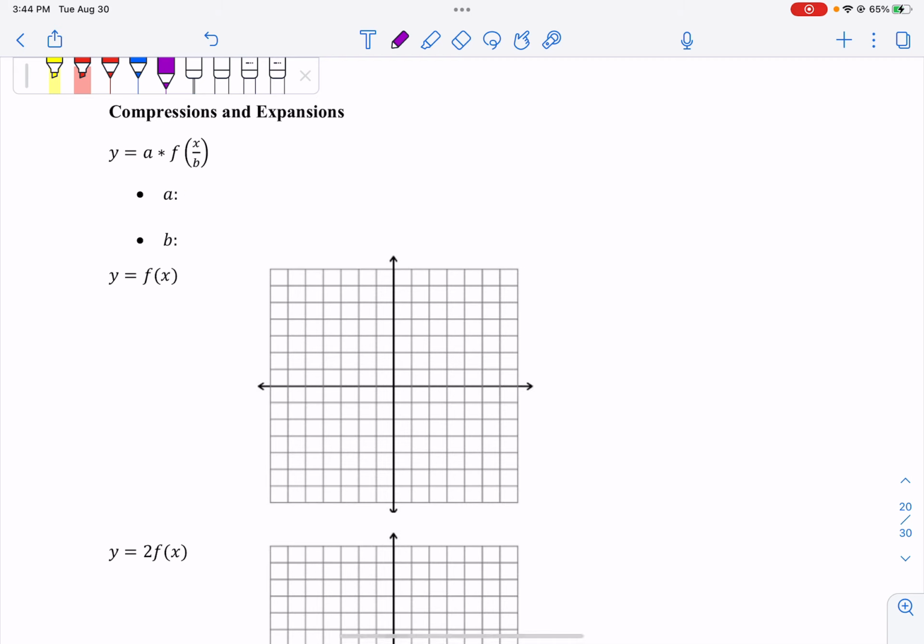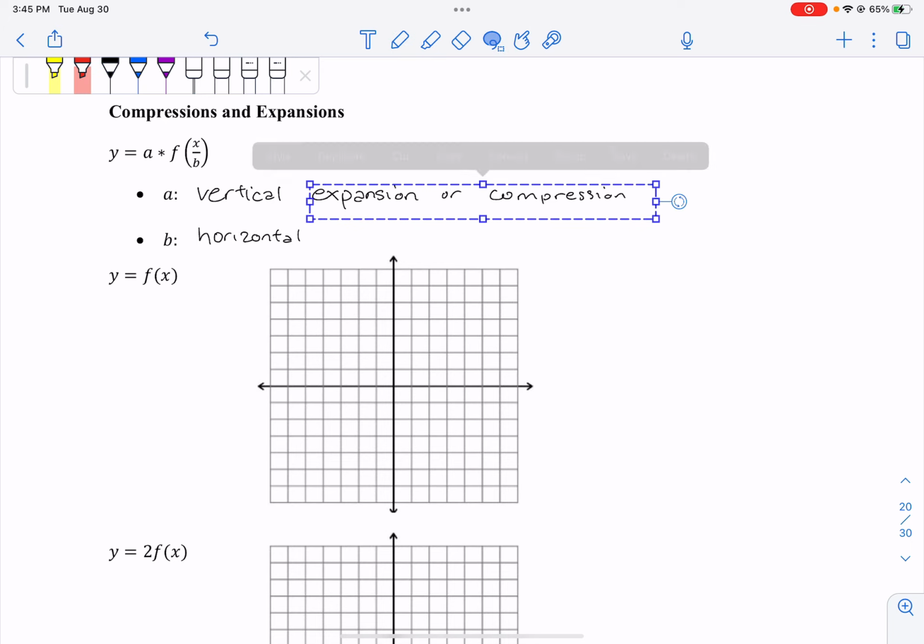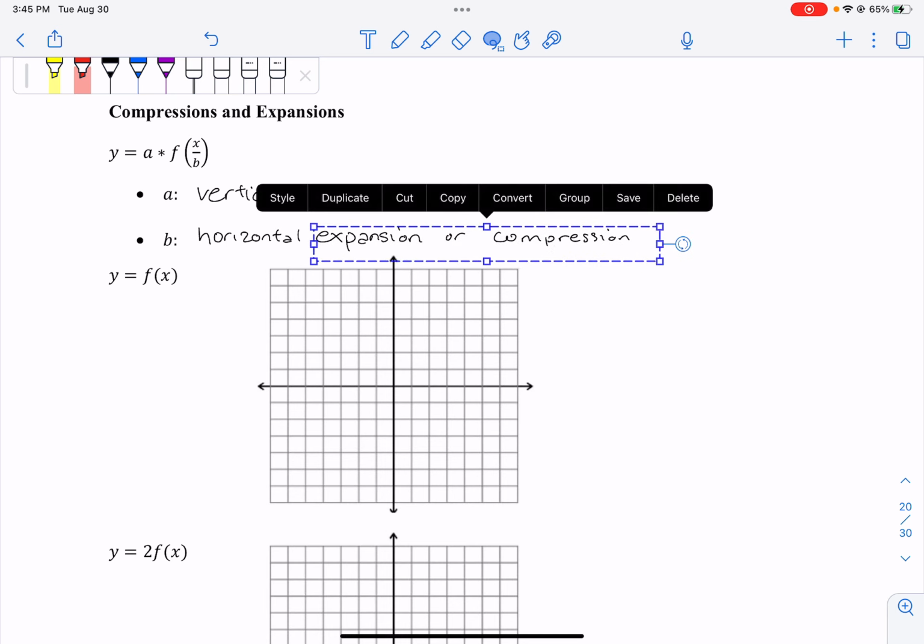The a, because it's on the outside, refers to something we do vertically. And this is either a vertical stretch or a compression. So vertical stretch or compression. Okay? Or if you want to use the language, vertical expansion or compression. For b, this is a horizontal expansion or compression.